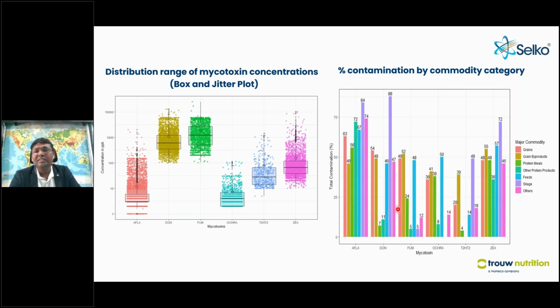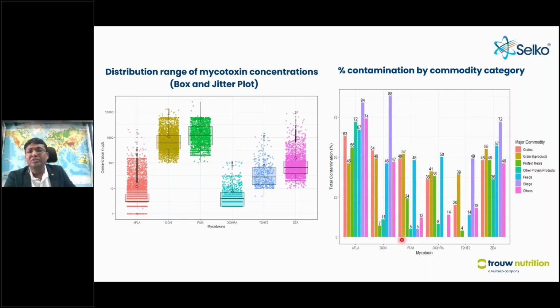So if you look at the right side, this is the percentage of contamination. As I said, the other was concentration, in ppb. This is contamination. You can see aflatoxin, if you take all the grains and ingredients, at quite a high level. If you take DON, except for, I would say, protein meals and other protein products. So protein products seem to be less susceptible to DON contamination. So the field contamination of protein meals is less.